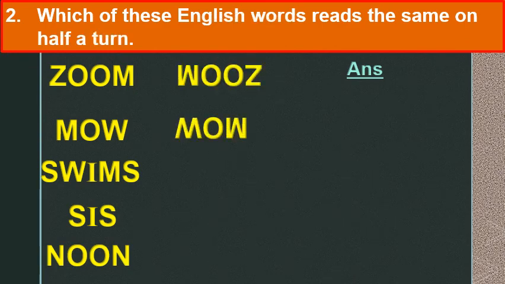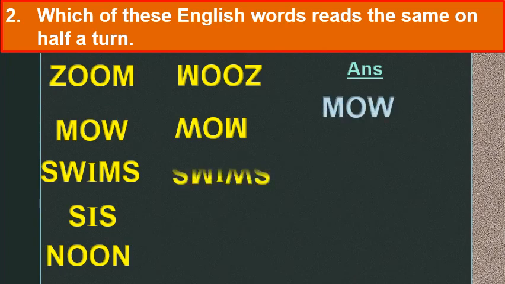Now second question. Which of these English words read the same on a half turn? First one, ZOOM. When we give a half turn to ZOOM, it becomes WOOZ. When we give a half turn to MOW, it remains MOW only. So it is read as MOW only.